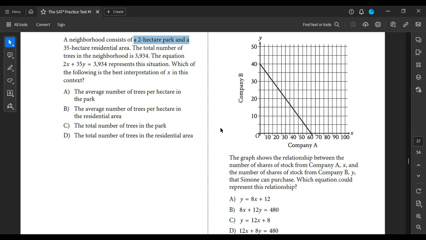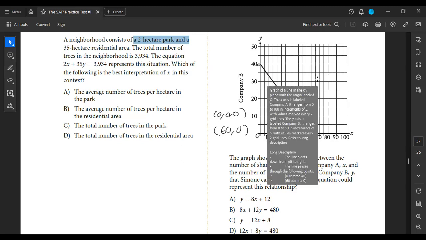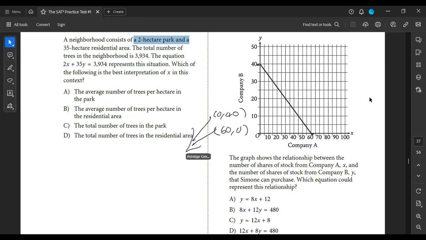All right, let's go. So we can see that already we've got 2 points here: the y-intercept and the x-intercept. So we've got (0, 40), and we've got (60, 0). Do you guys agree? Yes, sir. We got those. All right, I'm going to bring that to my left side.